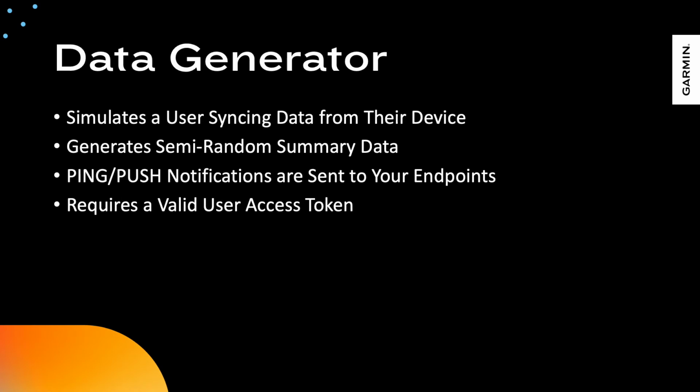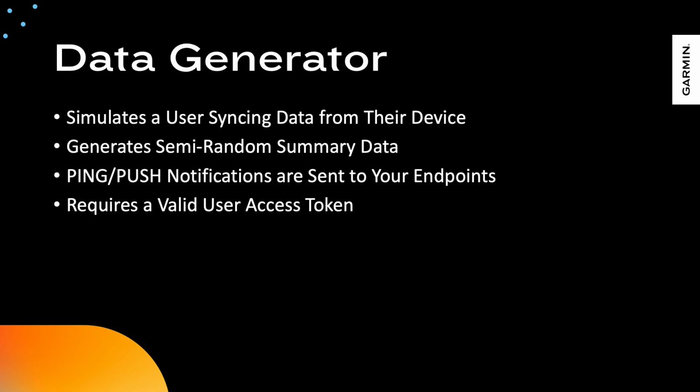Another API tool is the Data Generator. The Data Generator can be used to simulate a user syncing data from their device. This provides a quick way to test summary data endpoints without needing to generate the data on an actual Garmin device. The data generator creates semi-random data, and then ping or push notifications are sent to your endpoints for testing.